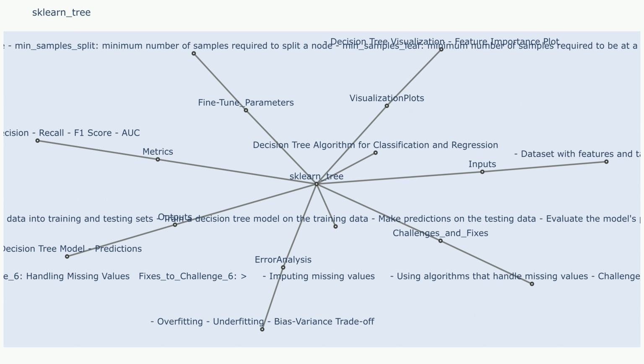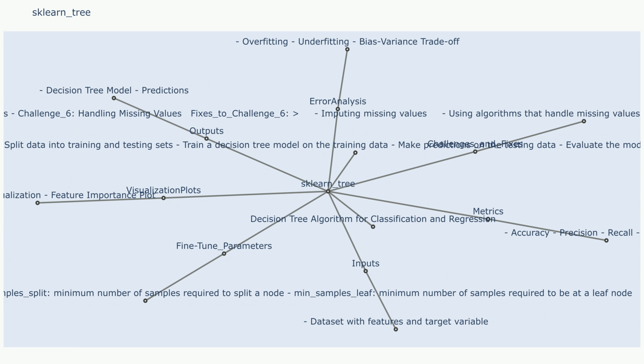Visualization plots. Decision tree diagram: this visualizes the decision tree structure, showing the features, splits, and predictions at each node. Feature importance plot: this shows the relative importance of each feature in the decision tree.